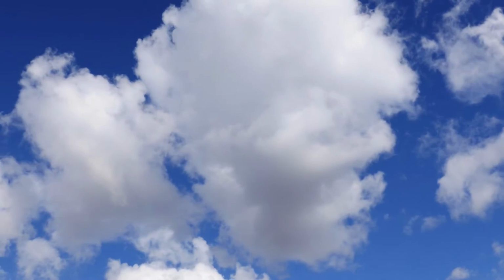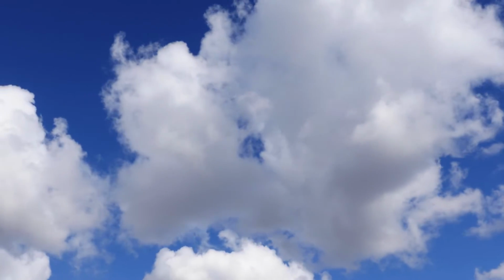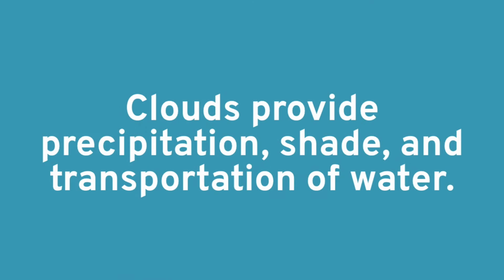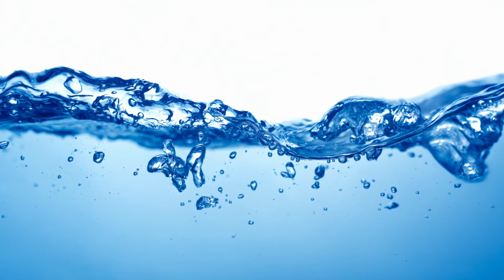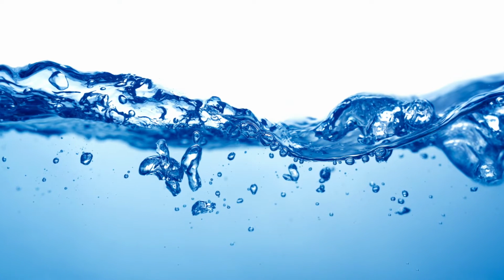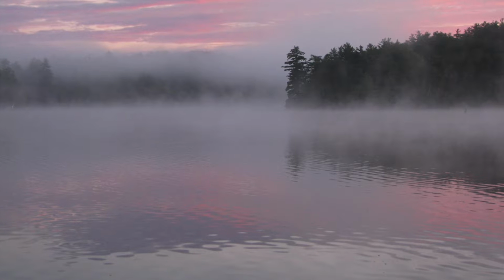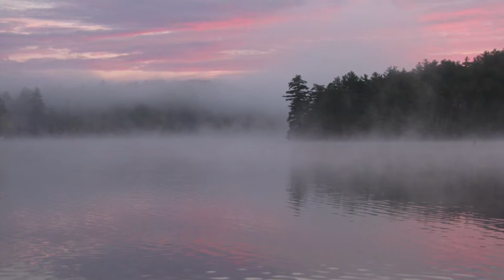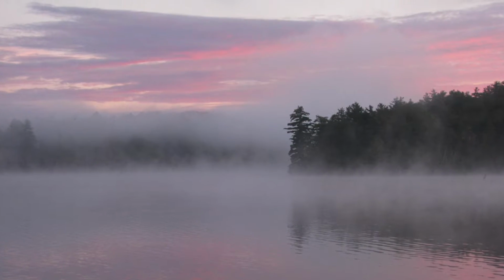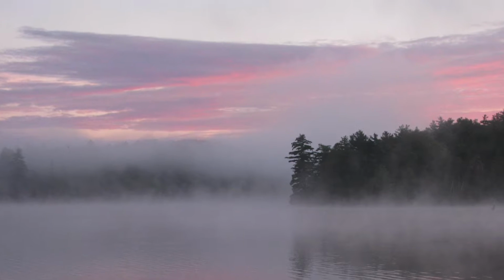Our exploration of the world above us, it is crucial that we discuss the clouds which provide precipitation, shade, and transportation of water. In the previous video in this series, we talked about how clouds are part of the water cycle. However, there is more to discover about clouds than just their role in Earth's circulation of water. When gazing at the sky, you may have noticed that there are different types of clouds.